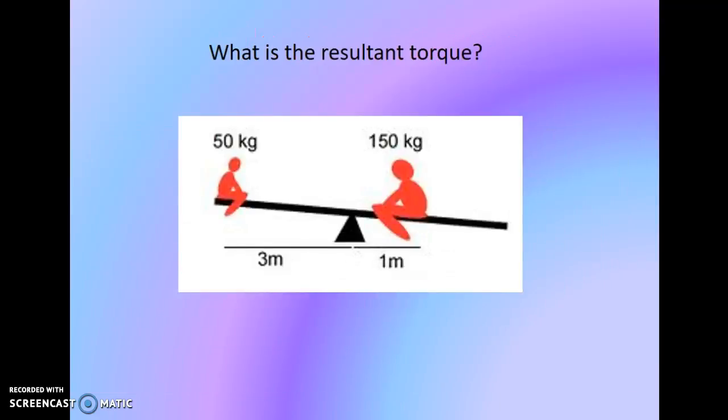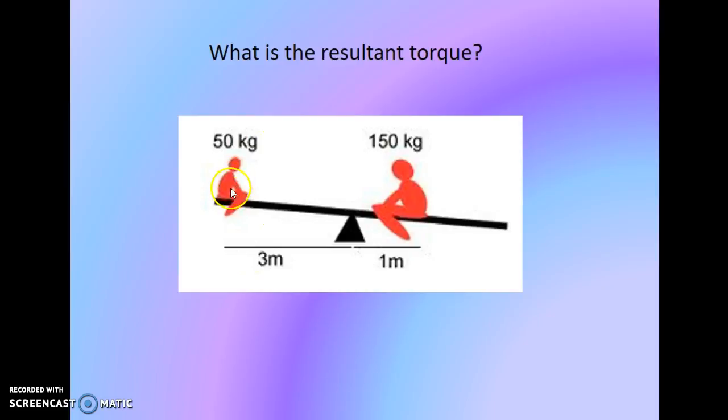Take a look at this example. What is the resultant torque? Pause the video here and have a think. So hopefully you realize that the seesaw is in equilibrium. So you've got 150 times 1 meter. And on this side you've got 50 times 3 meters. So these two, one is a clockwise torque and one is an anti-clockwise torque.